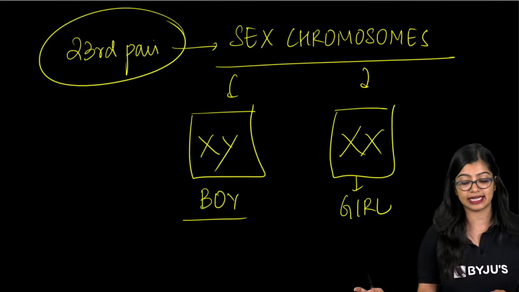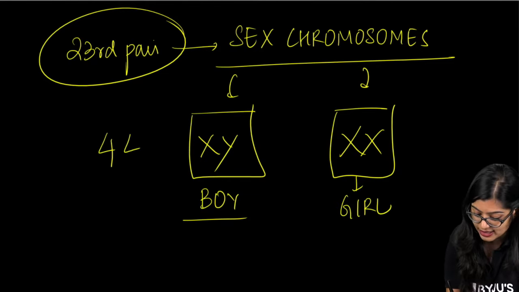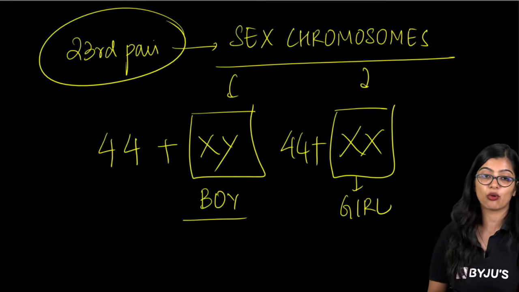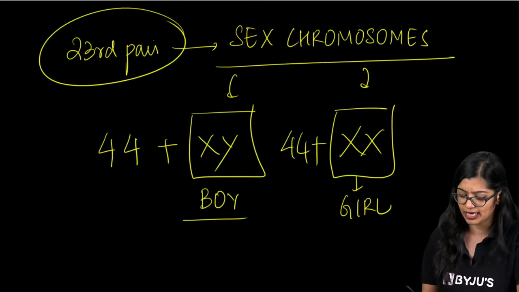So this is what we see. In boys, it is 44 plus XY, while in girls, it is 44 plus XX. Very simple and easy.